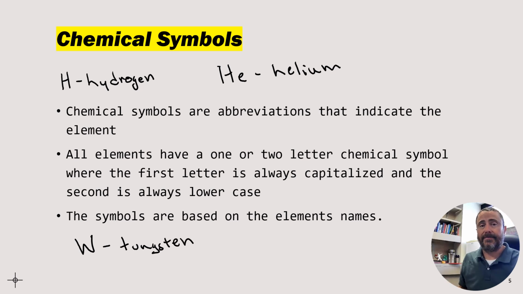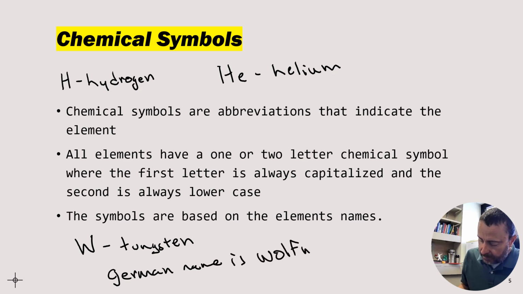Tungsten is given the symbol W, but its German name is Wolfram, and that's where the symbol comes from. So they're always based off of their names one way or another, but not necessarily their English names. But again, you're not going to have to memorize all 118 elements that are out there.